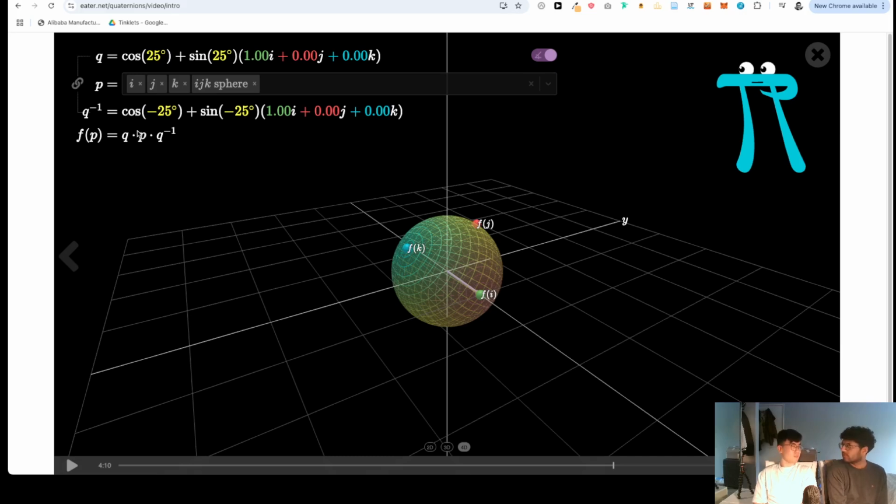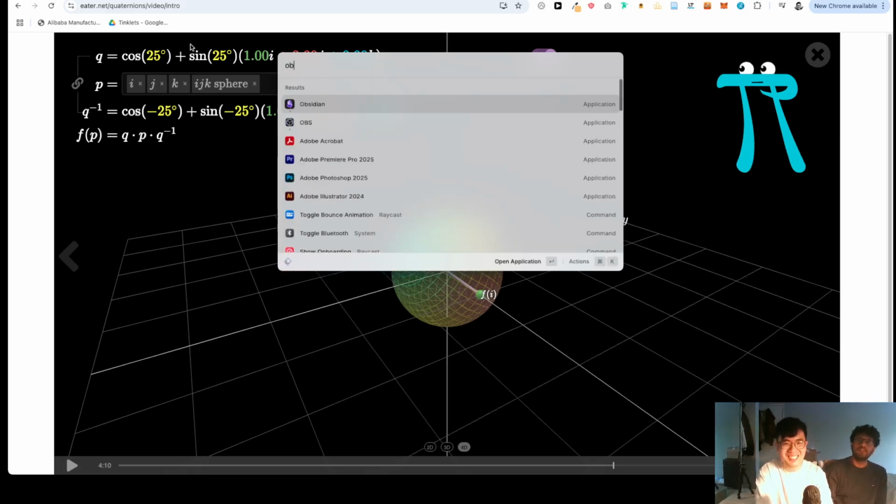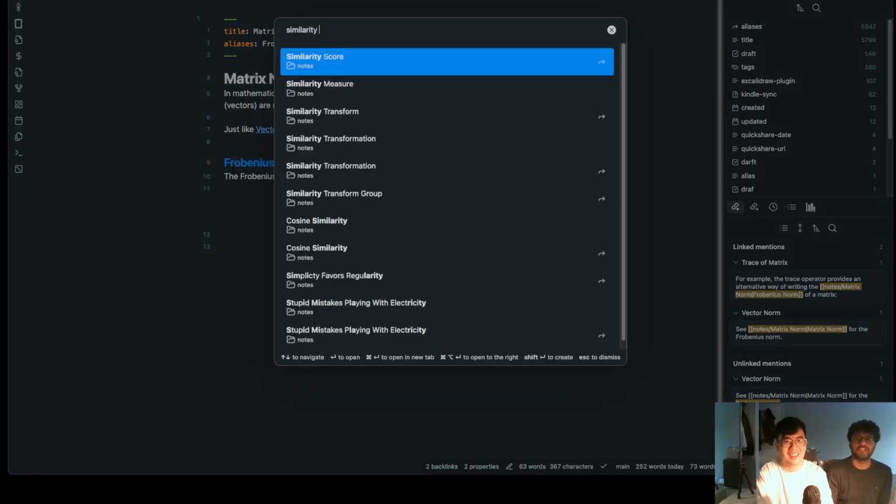Eigen decomposition, what's that? It's when you write the matrix as a product of an eigenvector matrix, then an eigenvalues diagonal matrix, multiplied by the inverse of the eigenvector matrix. I remember that now. It's a similarity transform. I think it's called similarity transform, right?